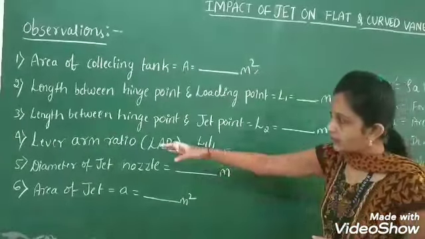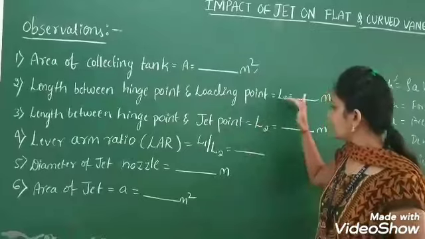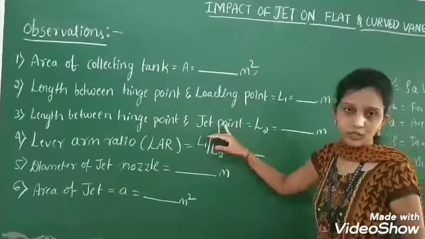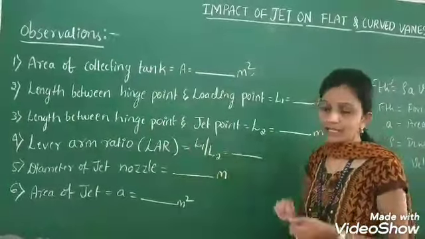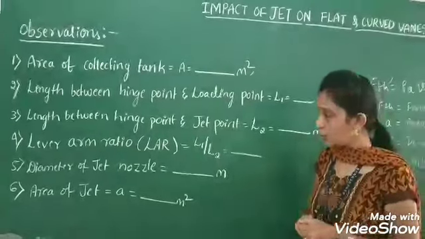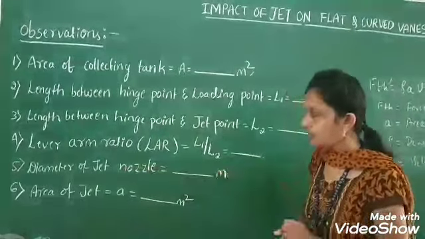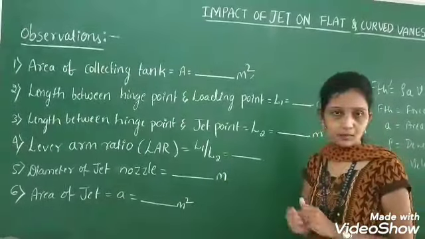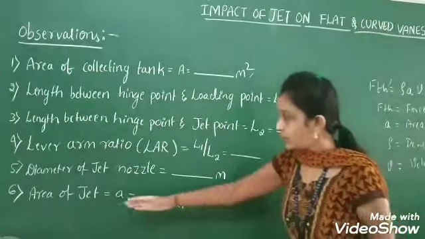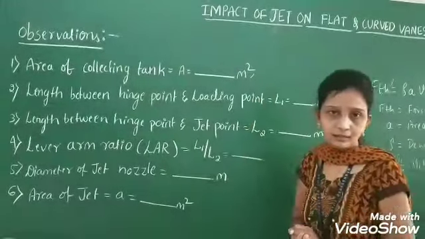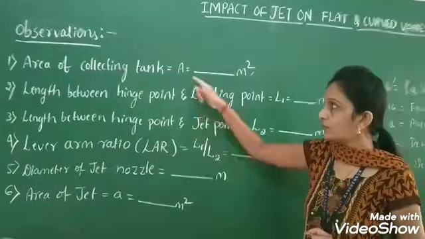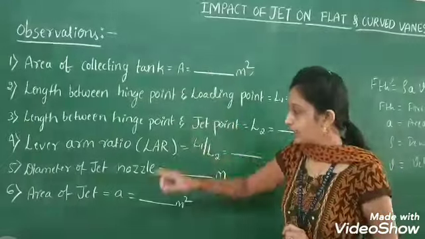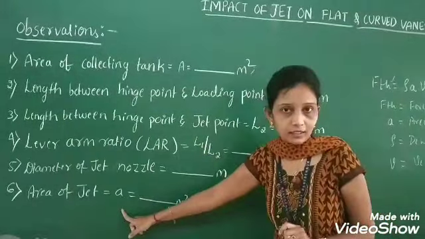And next is the lever arm ratio. So L1 is here, L2 is here. The ratio of L1 by L2 gives the LAR, nothing but the lever arm ratio. Then the diameter of the jet nozzle, which we can measure, in meters. Last one is the area of the jet. Capital letter A is for the area of the collecting tank and small letter a for the area of the jet.